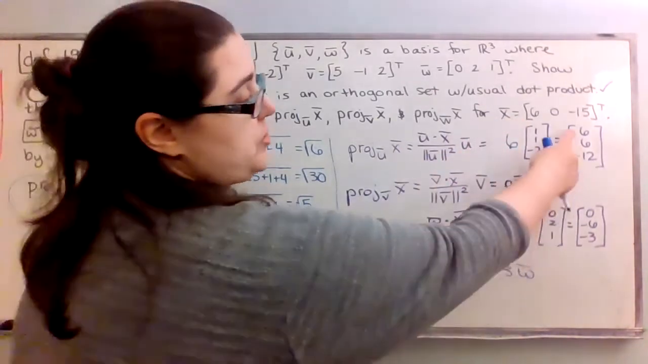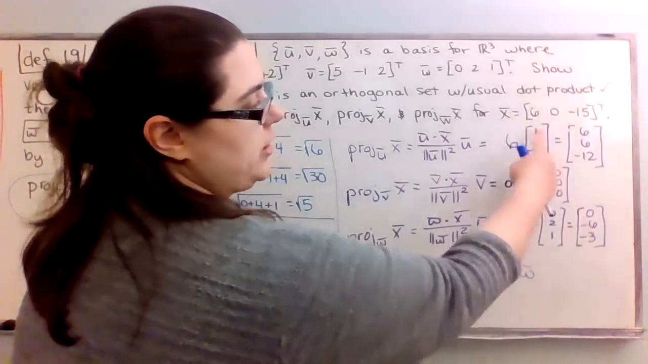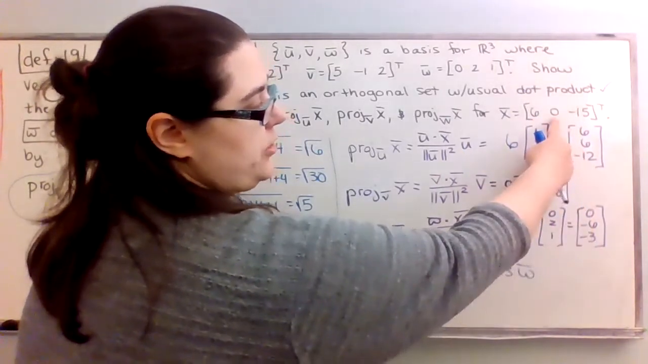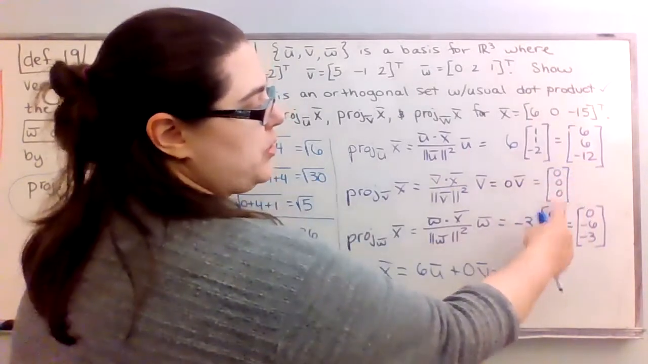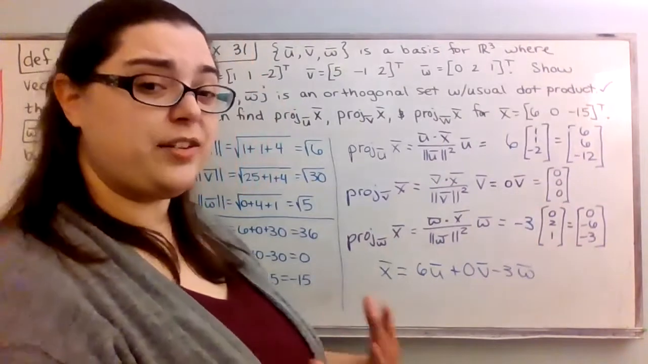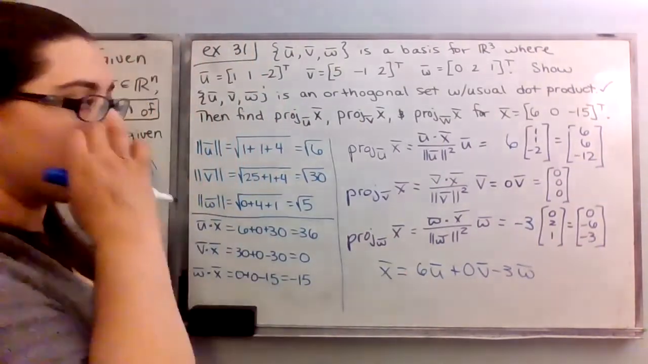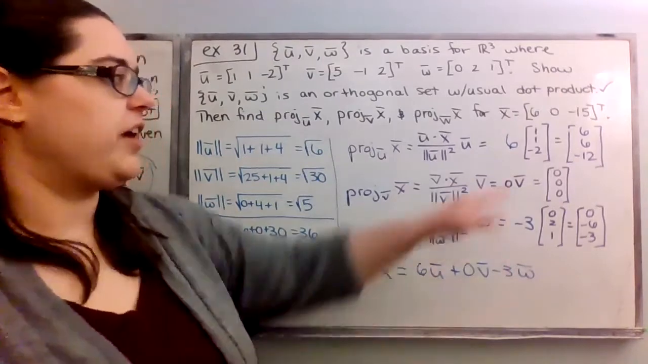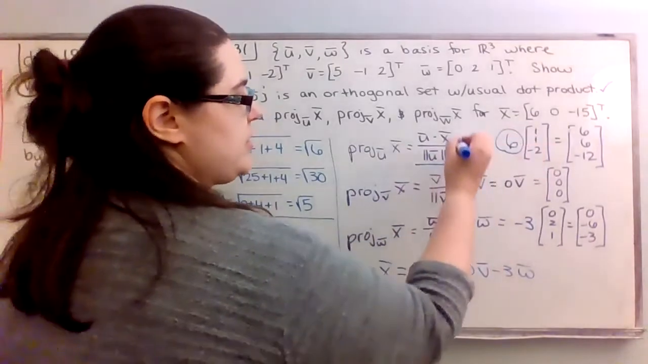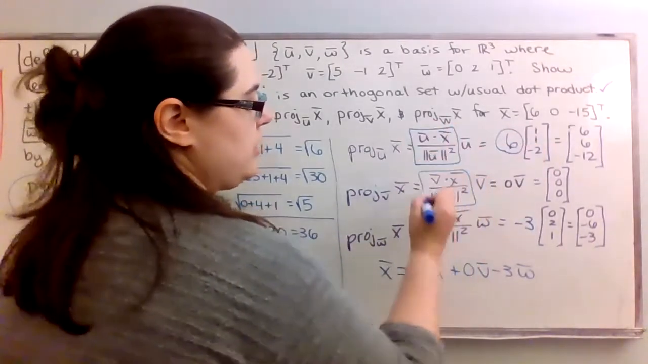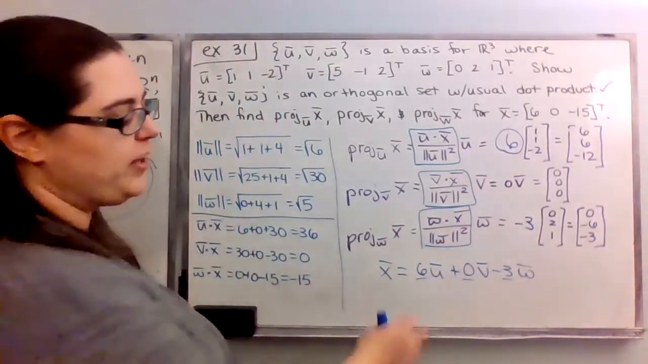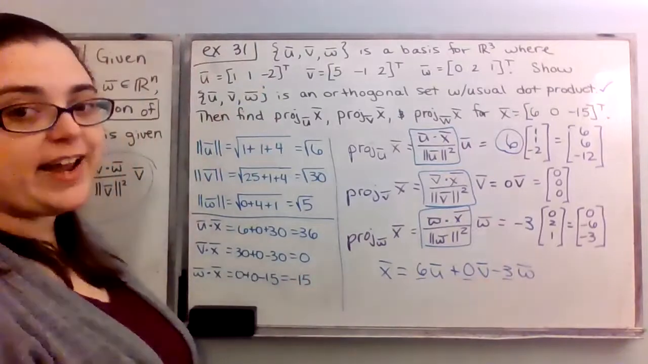So let's check. If I do 6 plus 0 plus 0, I get 6. 6 plus 0 minus 6 is 0. And -12 plus 0 minus 3 is -15. So that's how you can check if you're doing all of the projections. They should combine to add up to that vector x. And these numbers that we're finding, these coefficients, are the entries of the coordinate vector. They tell us how many of each of those basis elements we need to have.